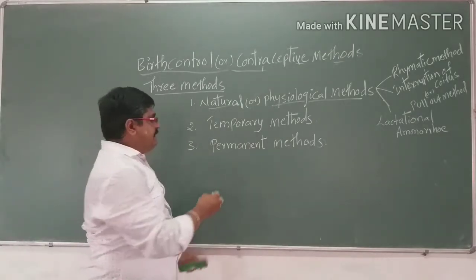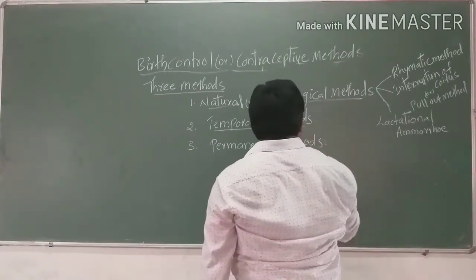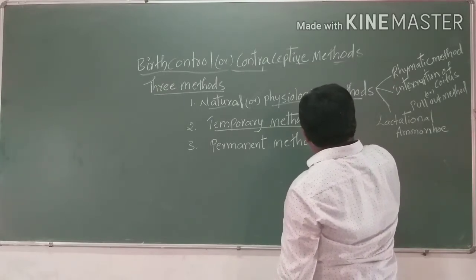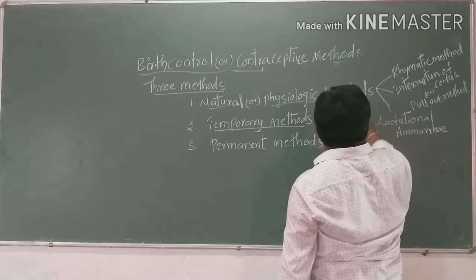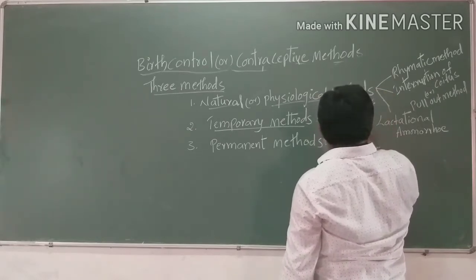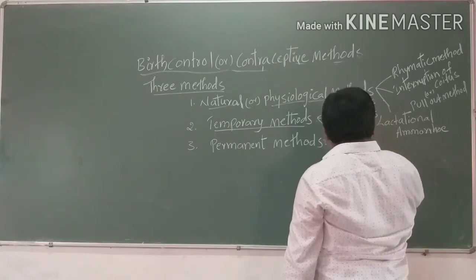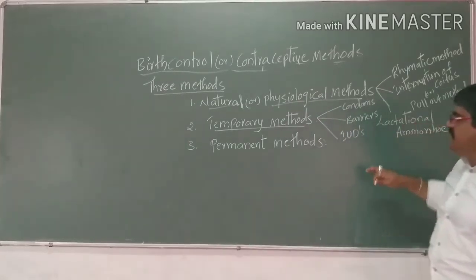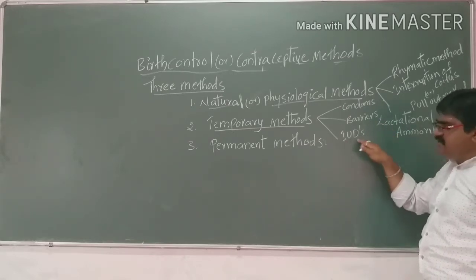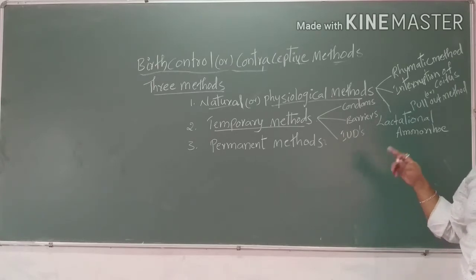Next, coming to the temporary methods. Temporary methods are also classified into three types. First one is condoms, second one is barriers, and the third one is IUDs. IUDs means intrauterine devices, and we will discuss the details later.